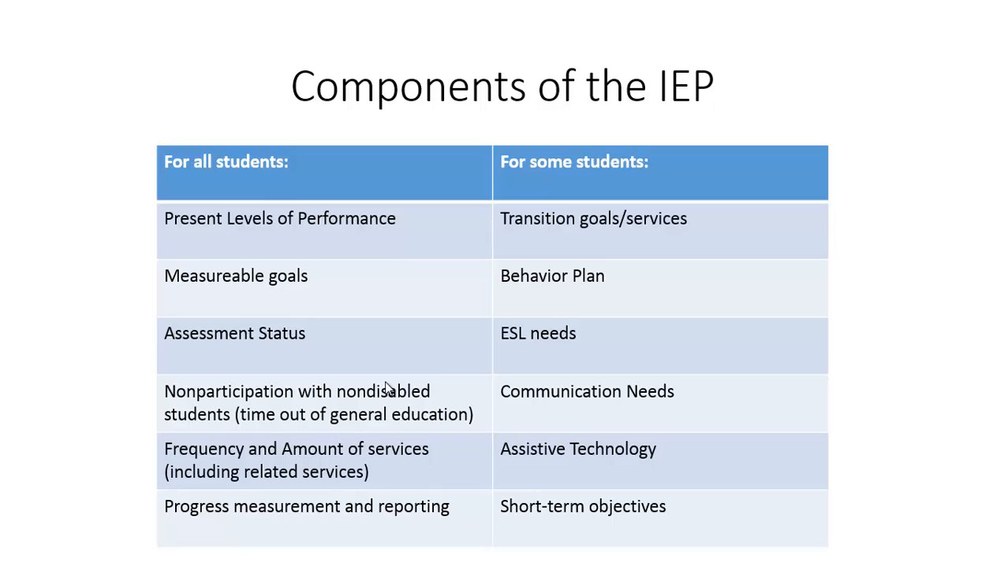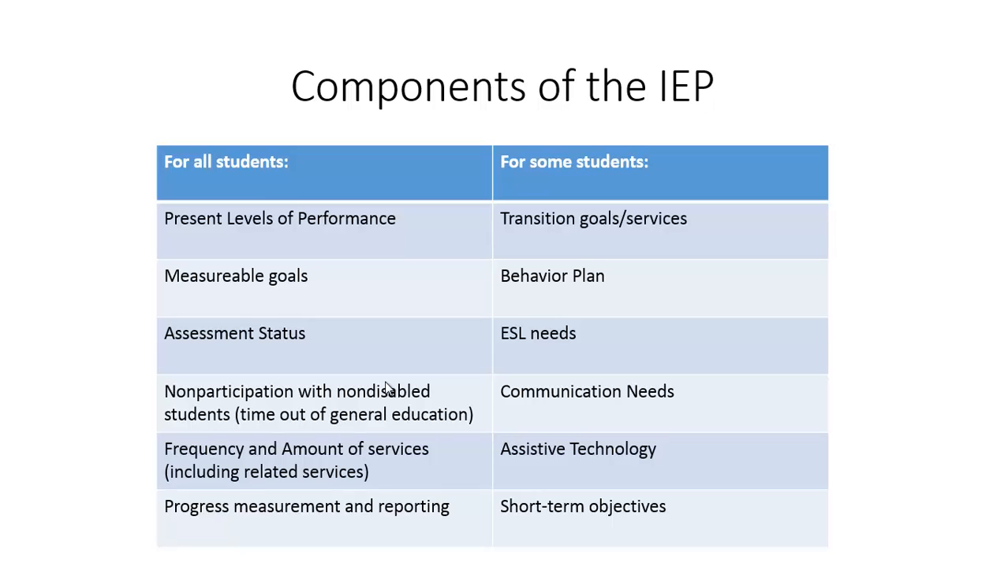We need to include the number of minutes that a child will not be included in general education for pull-out or other related services. And then the frequency and amount of those services. So will this be weekly? Will this be 3 times a week? Will this be every other week? And making sure that that's all documented in the IEP. And then we need to bring in that progress monitoring piece, which we've been talking a lot about in this course, is how will we report the child's progress.